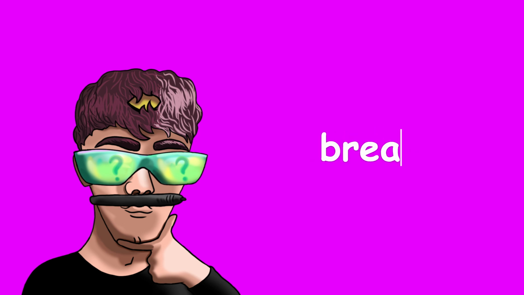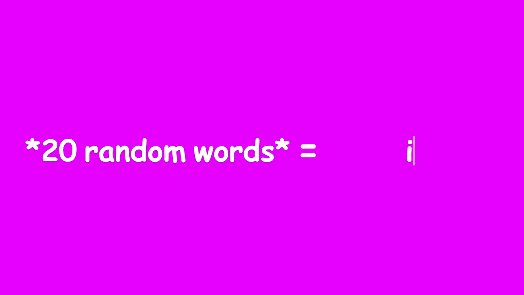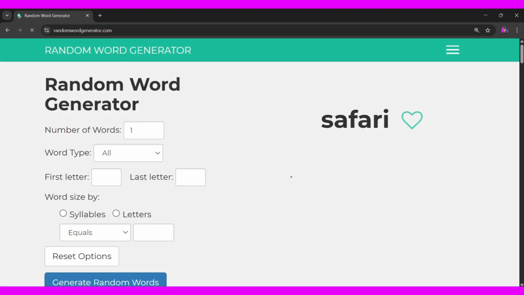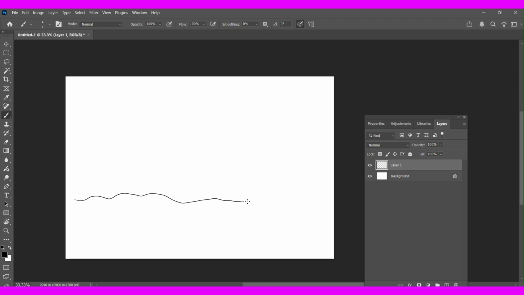What happens if you draw based on random words? Today I'm going to draw an illustration using 20 words from the randomizer. Again, let's see how it turns out. The first word is safari. Perfect. I love it when specific objects come up.